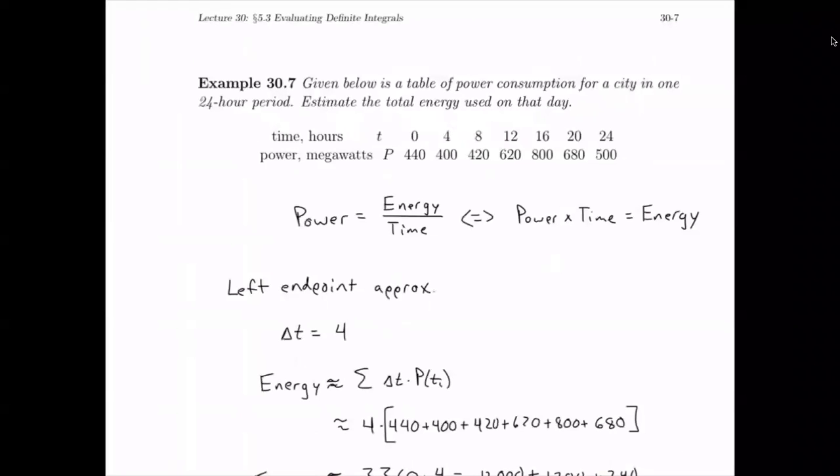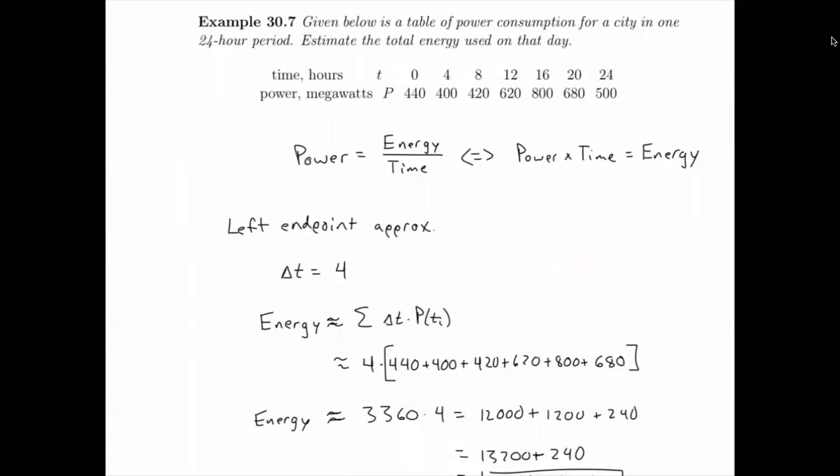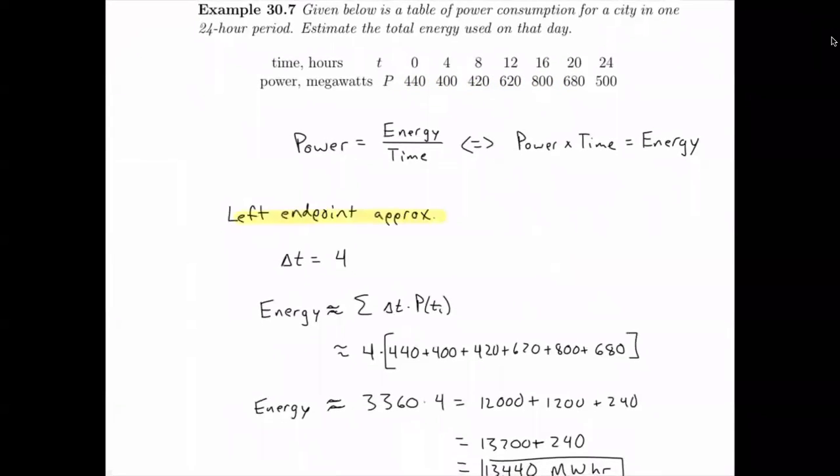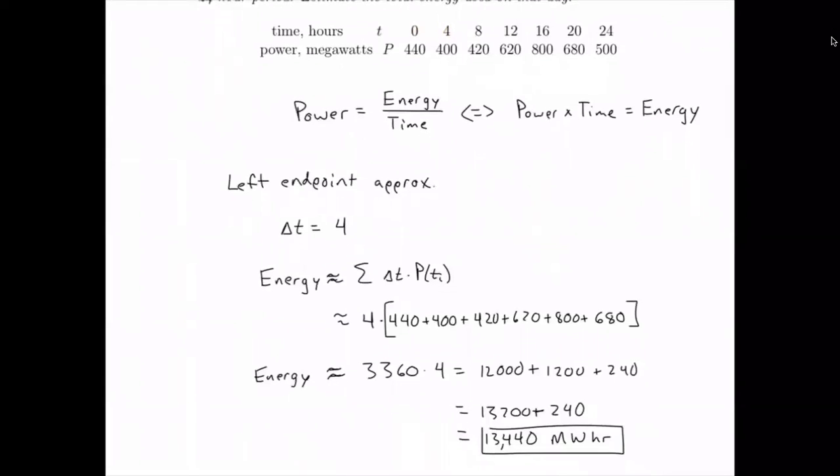Okay, that's a bit of a divergence, but let's get back to the task at hand. We want to estimate the total energy used on that day. Notice we don't have a perfect function, P of t, the power as a function of t, and then an integral that we could do on that function. So what we'll do is just endpoint approximation based on the table values. We'll use left endpoint approximation, and we'll note that delta t, our time steps, are 4. So our energy use will be approximately the sum of the delta t's times the power output at each of those endpoints.